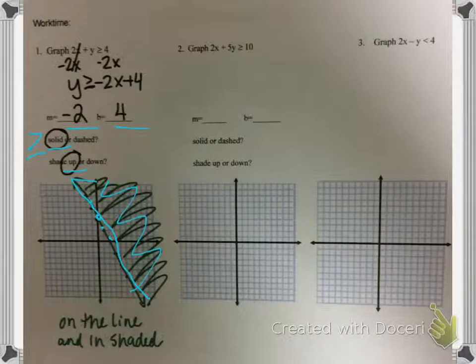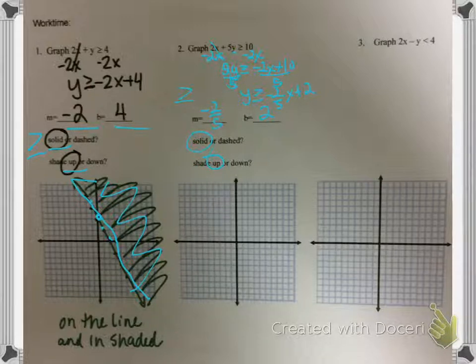The next one. I'm going to solve this for y. So I'm going to subtract 2x from both sides. I get 5y greater than or equal to negative 2x plus 10. Divide by 5. Divide by 5. Y is greater than or equal to negative 2 over 5x plus 2. So my m is negative 2 over 5. My b is 2. Since it's greater than or equal to, it's going to be a solid line. And since it's greater than, it's going to go up.